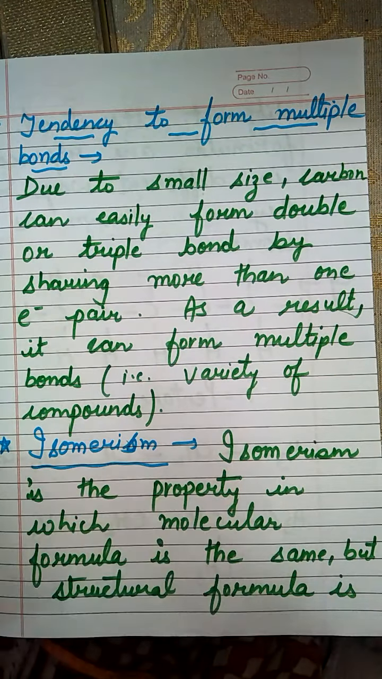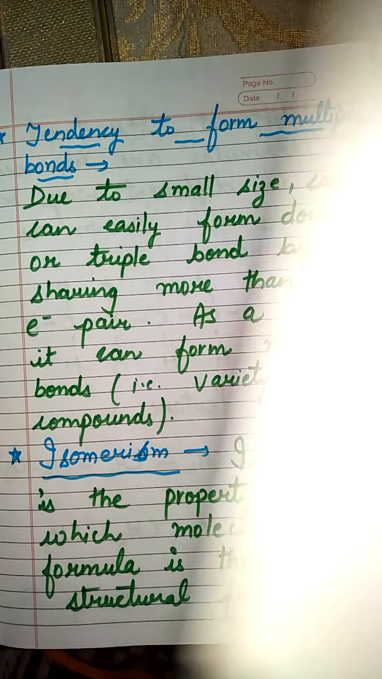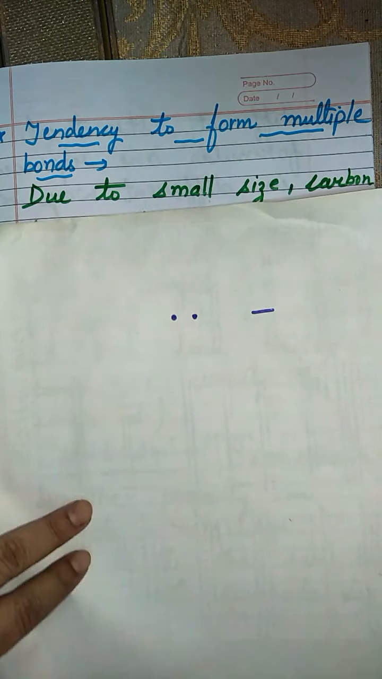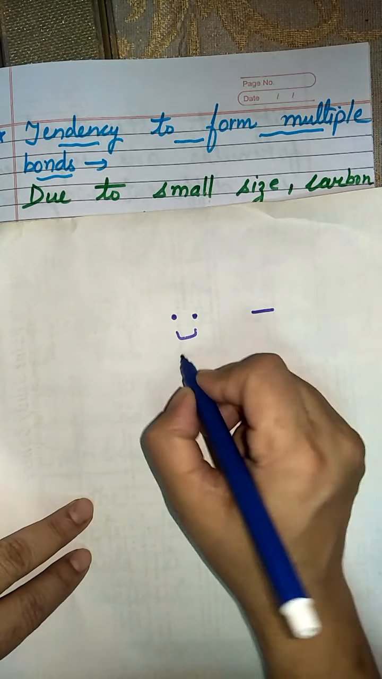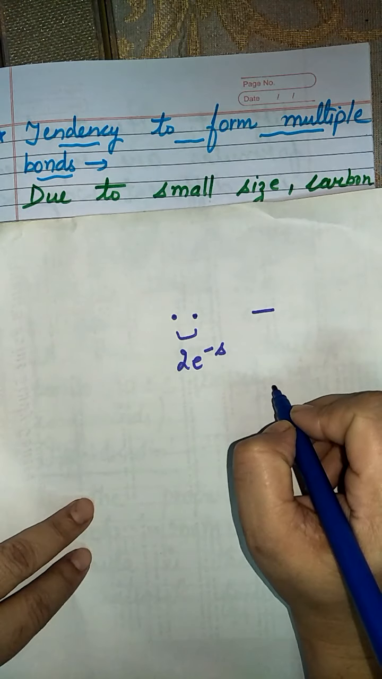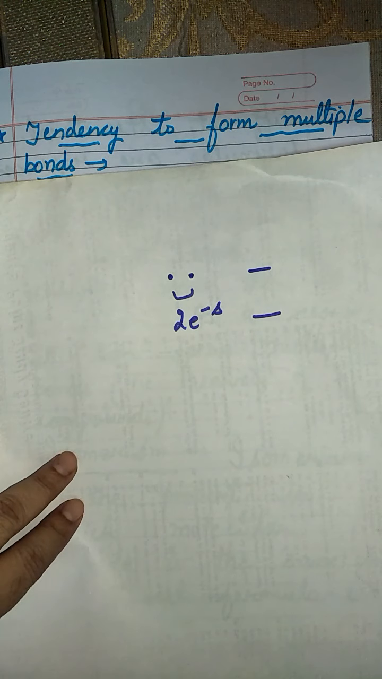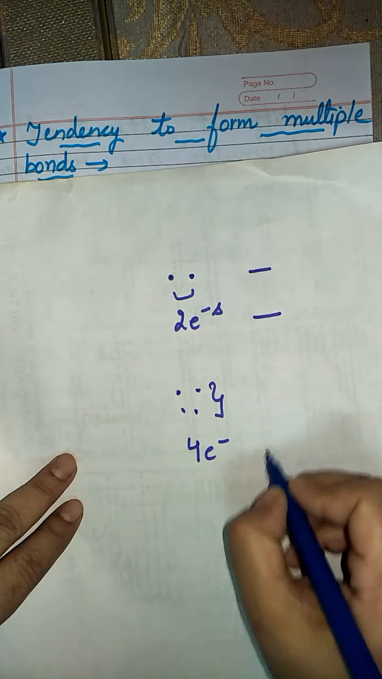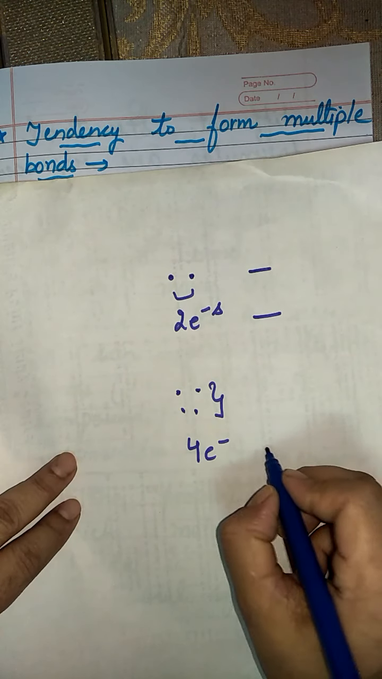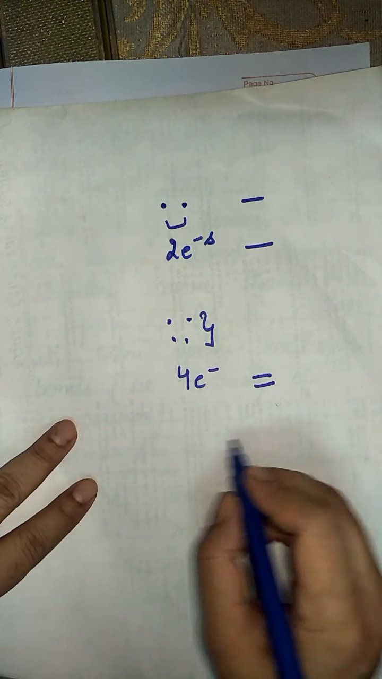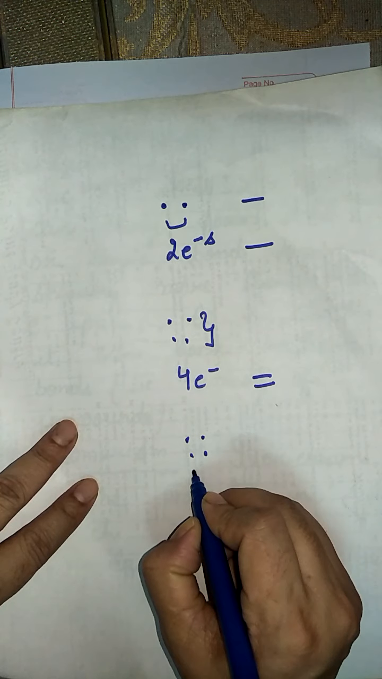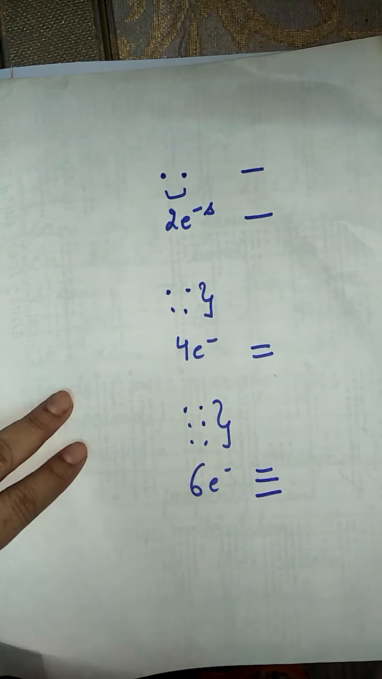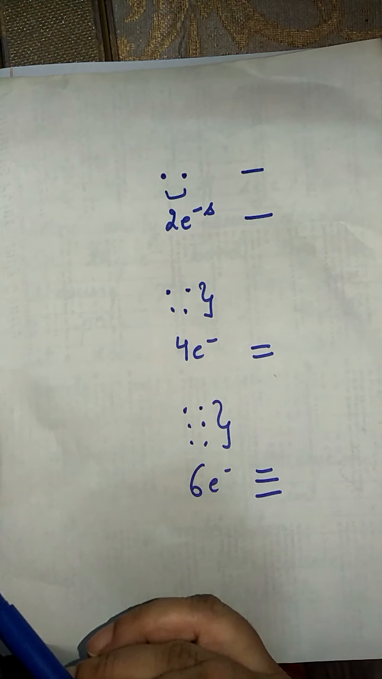Always remember children, when one pair is shared, it will give rise to a single bond. One pair means 2 electrons are going to be shared, then it will give rise to a single bond. When two pairs, that is 4 electrons, are shared, it will give rise to a double bond. Similarly, when 3 pairs, meaning 6 electrons, are shared, it will give rise to a triple bond. I hope this is okay to you.